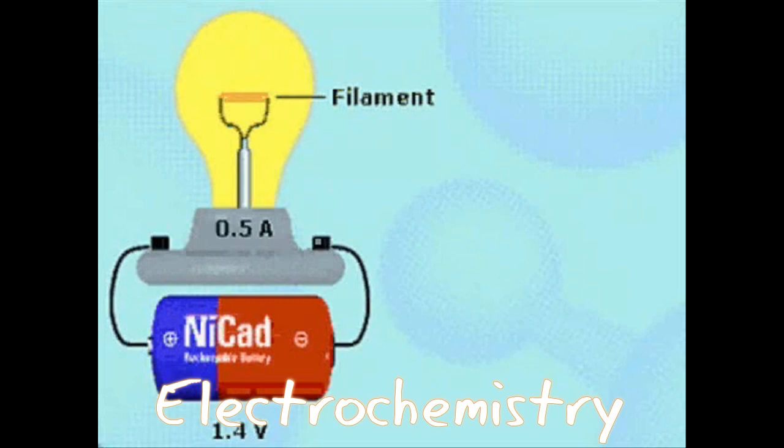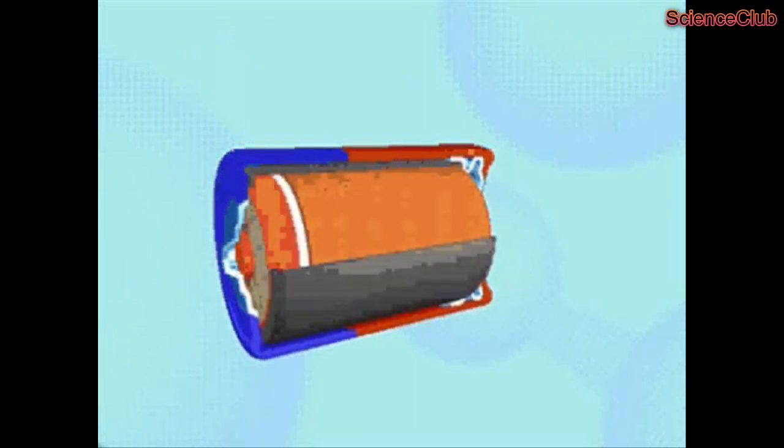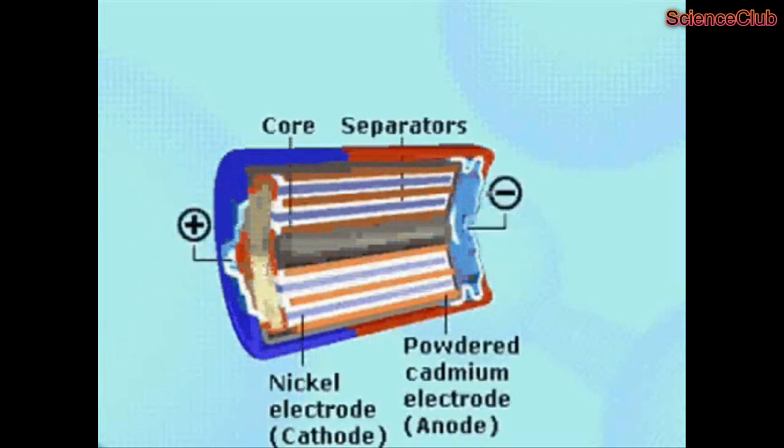Batteries contain one or more electrochemical cells. They use the energy from a chemical reaction to generate electrical energy. Batteries consist of at least one anode and at least one cathode.